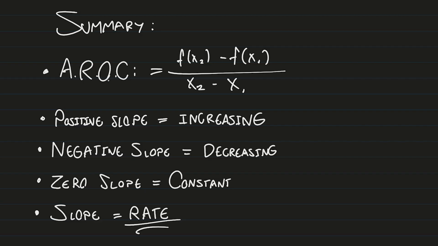In summary, the average rate of change is f of x2 minus f of x1 over x2 minus x1. When you have a positive slope for your secant line, your function is increasing. When you have a negative slope for your secant line, your function is decreasing. When you have a zero slope for your secant line, your function is constant. And in real-world problems, your slope is your rate, the rate at which something changes. Or in the case of math, this rate is the rate at which y changes with respect to x.